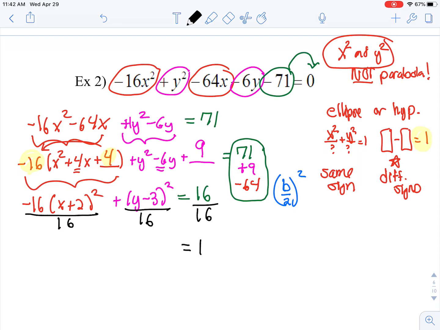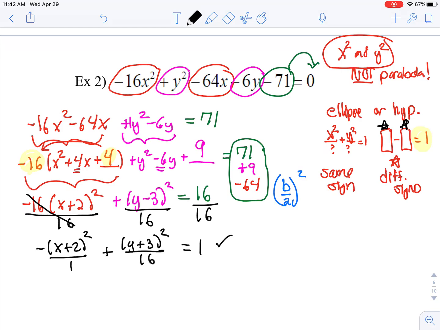And we do a little reducing. So negative 16 divided by 16, this will become negative x plus 2 squared. And I'm going to still write it over 1 because we do want to see these fractions, remember? My second one, there is no reducing, so I'll leave it like this. And now I have my equals 1.